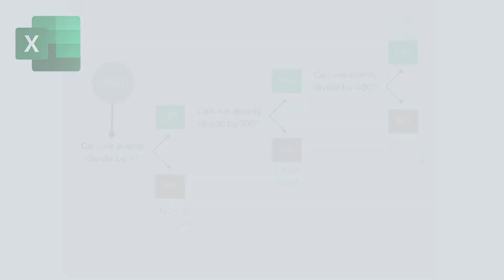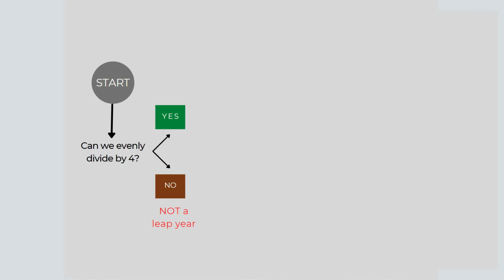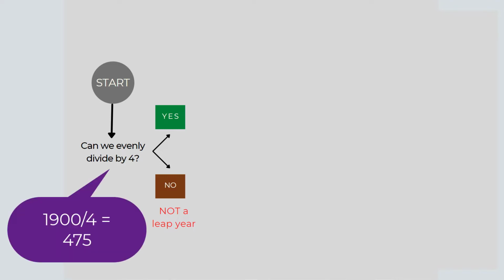So one final piece of evidence. Let's work out for ourselves whether 1900 was in fact a leap year or not. Let's follow this flowchart. Question 1. Can we evenly divide the year 1900 by 4? Evenly divide just means we get a whole number. 1900 divided by 4 equals 475. So yes, we can evenly divide it. We can move on to question 2.